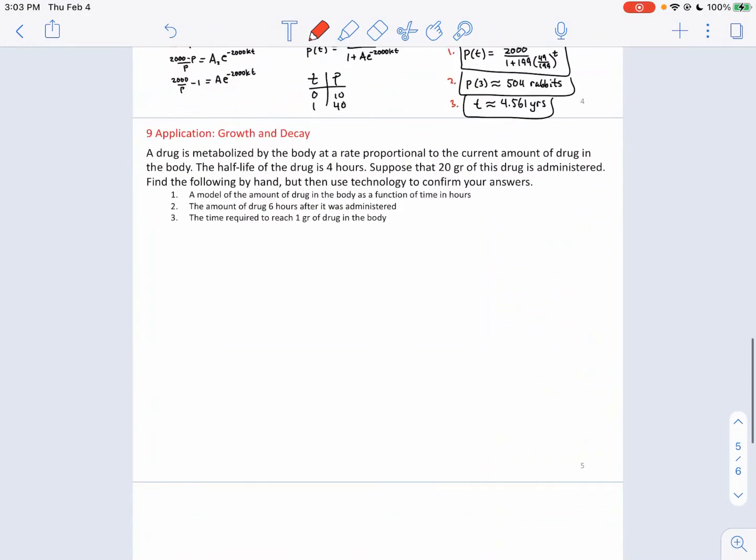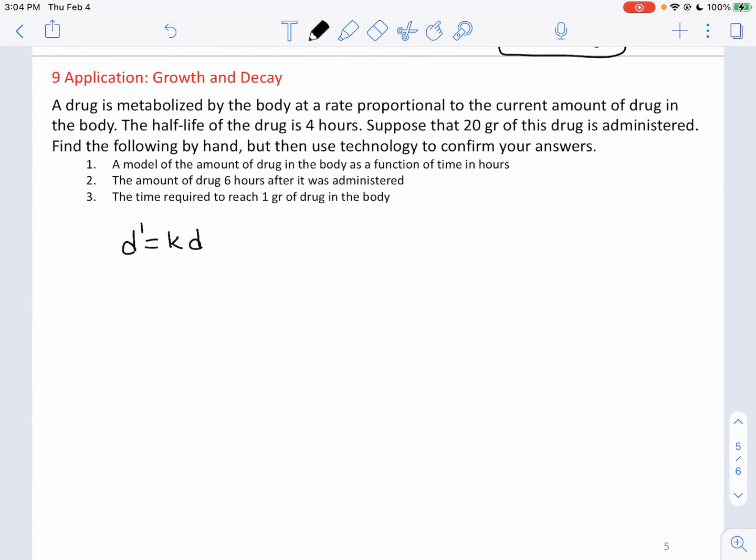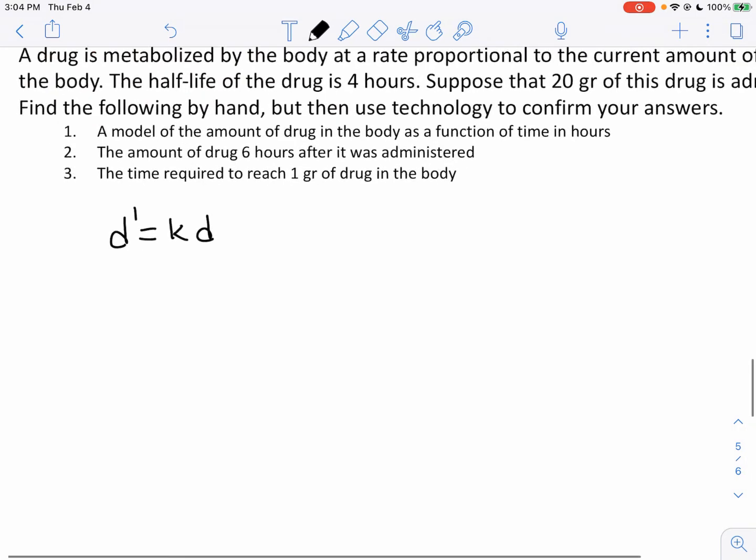And this is the last question here. A drug is metabolized by the body at a rate proportional to the current amount of drug in the body. Okay, so that right there, that's the Malthusian statement. So for the drug, we can use a different letter than P if you want. We could use D for drug. The rate of change of drug, D prime, is proportional to the amount of drug. So it's proportional to itself. D prime is proportional to D.